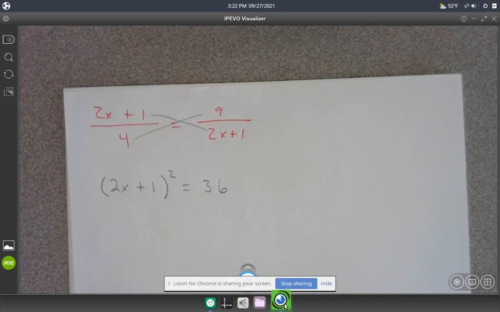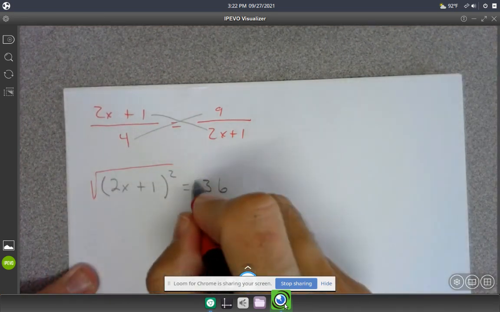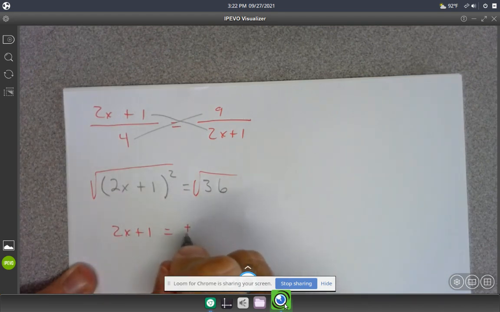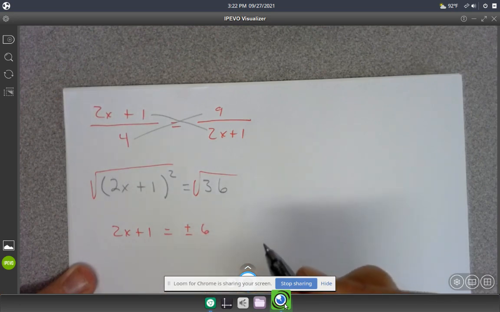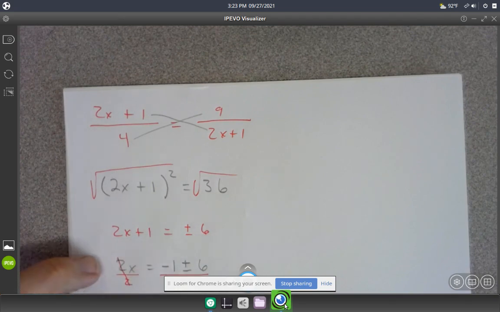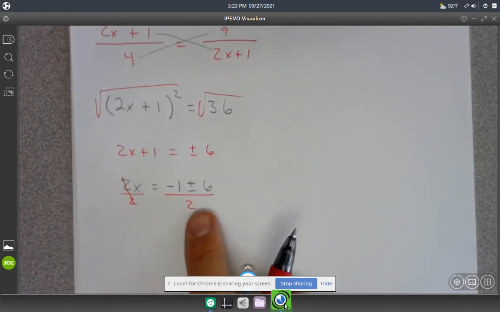Now this one can be solved just the way it is, just by using inverse operations. From here, if I take the square root of both sides, I'm going to get 2x plus 1 is equal to plus or minus 6. Now I would need to minus 1 and then divide by 2. So if I minus 1, I get negative 1 plus or minus 6, and then divide by 2. This is going to be my answer down here.